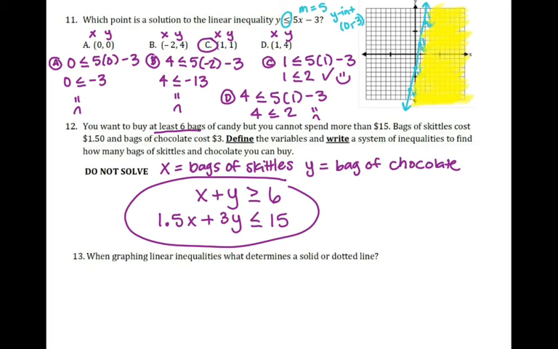When graphing linear inequalities, what determines a solid or a dotted line? So if I have less than or greater than, that is going to create open circles with a dotted line.